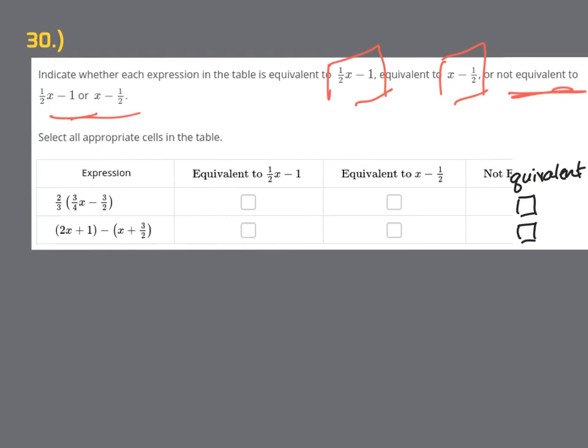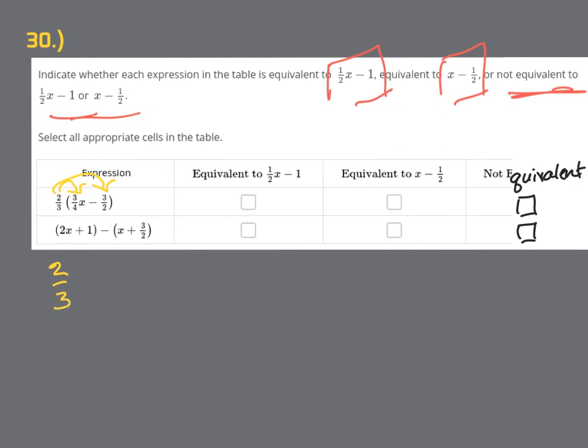Okay, so let's take a look at this. We've got our last two here. The expression is this: 2/3 times the quantity of 3/4 x minus 3/2. We get to woo. This is fun. I didn't realize we were going to do all this wooing. Here we go. Woo. Woo.